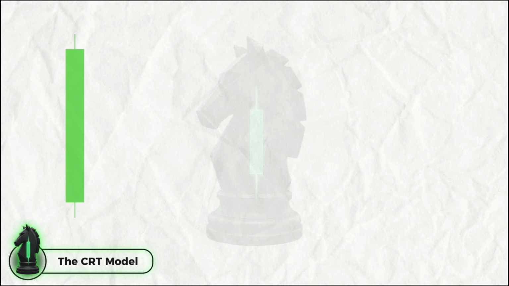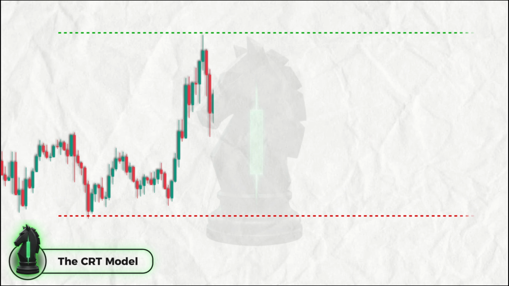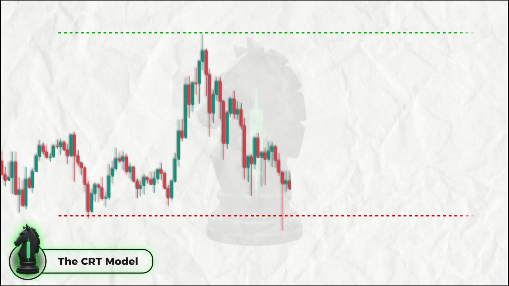To execute this model, mark the high and the low of the 1-hour candle. Drop down to the 5-minute time frame. Wait patiently until the market takes the liquidity. Wait patiently again until you see a strong market structure shift. Then take your trade. Your target will be the fresh, untouched liquidity on the other direction.